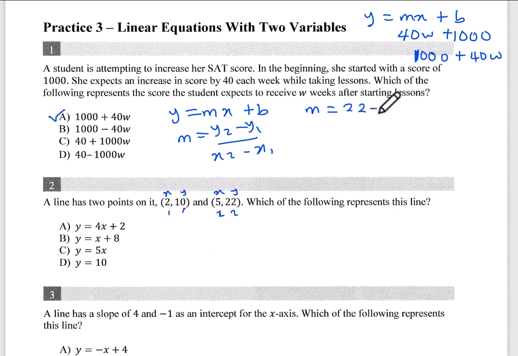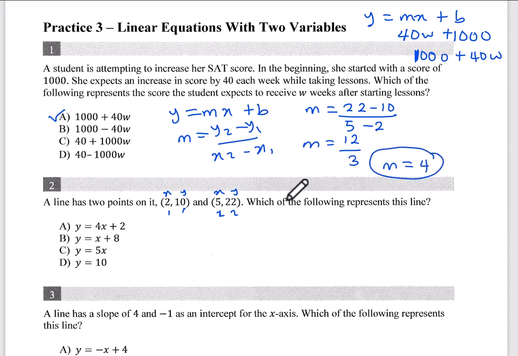22 minus y1 is what? 10, all over 5 minus 2. So m is equal to what? 22 minus 10 is 12. 12 over 3. So we're having m to be 4. And that's our slope. So we have slope to be 4.